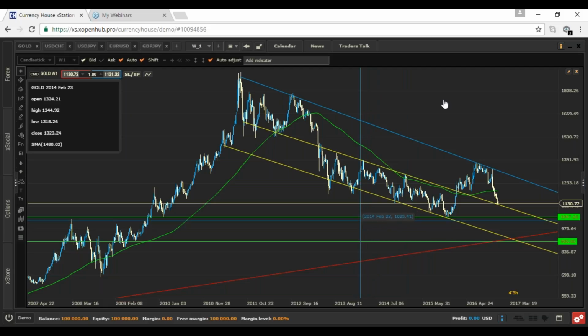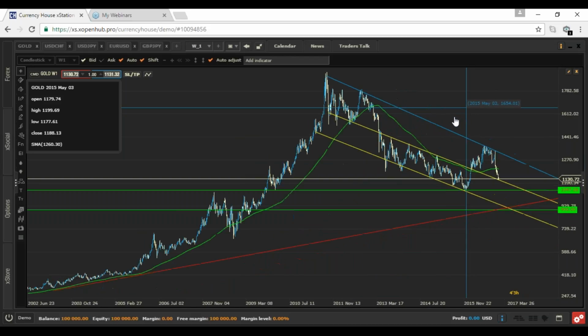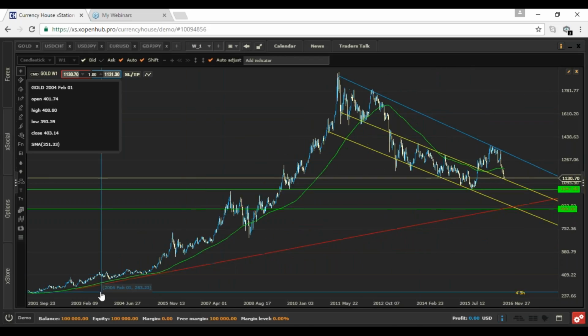And if you take a look at the bigger picture, I wanted to show you this red line on the downside. This red line has been a support for a long time. From the year 2003, you can see that gold was going up from that time, and the red line was always support for it.